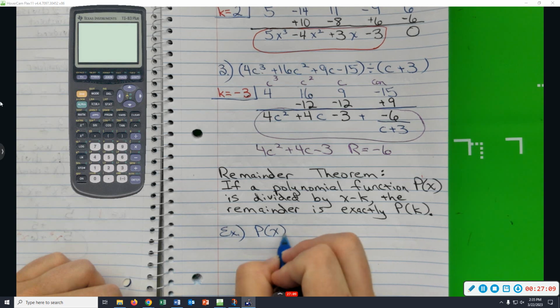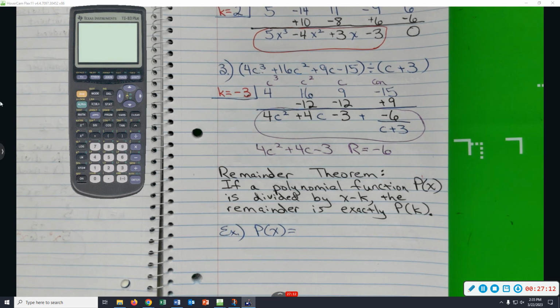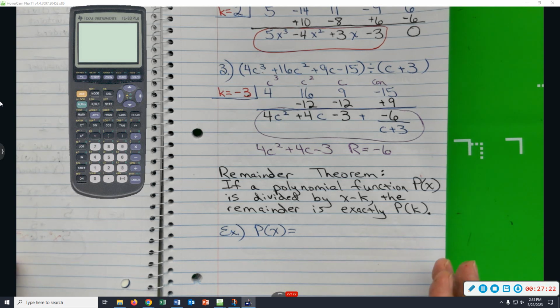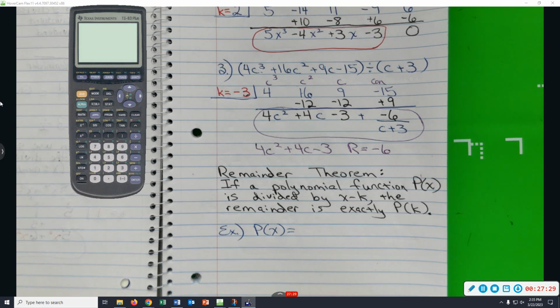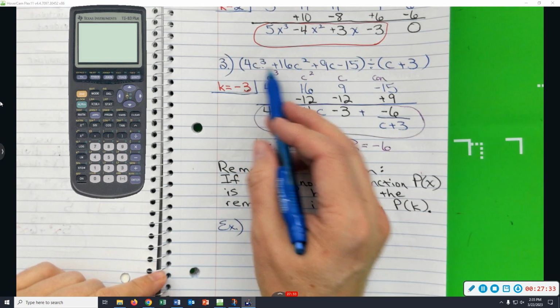P of x, I don't like those C variables. I think if I ruled the world, one of my first rules would be all independent variables in algebra problems must be x, and the dependent variable must be y. That would be my first rule. And so I'm going to change those c's to x's.